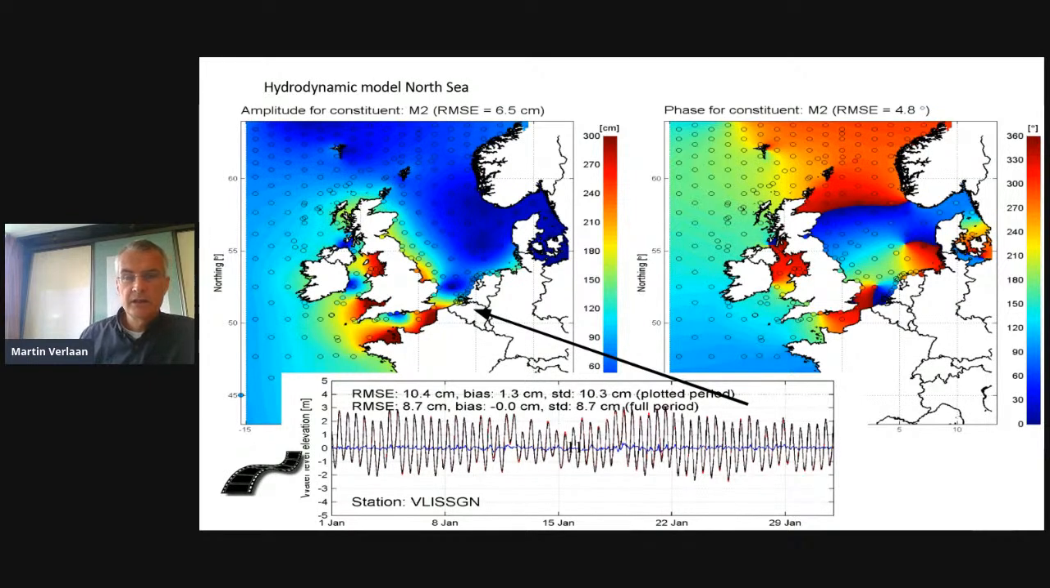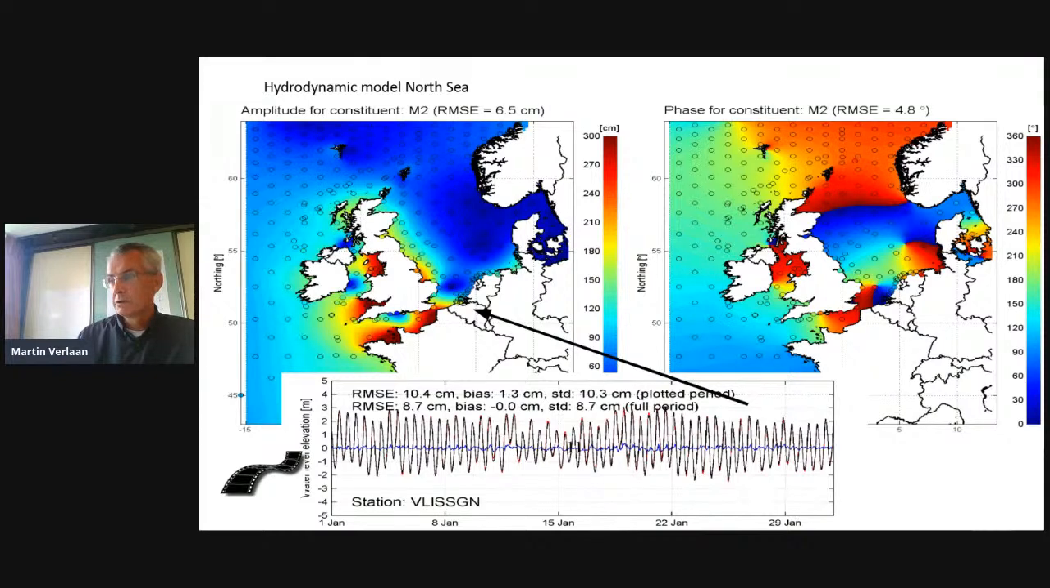Let's have a look at calibration first. So when we look at our model for the North Sea, you see here the North Sea area, and you see an example of a tide gauge there with observed. In the time series, you see observations and model, and you also see the residual. That's the blue curve that shows the differences between the model and the observations.